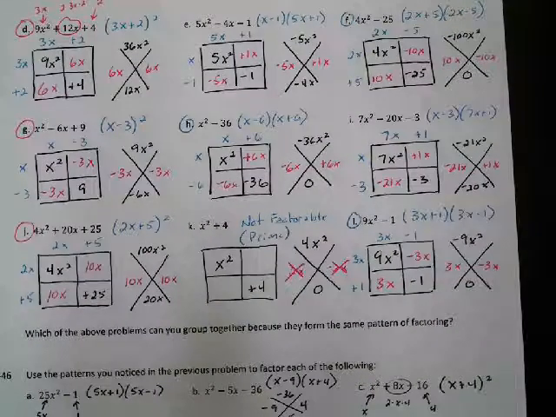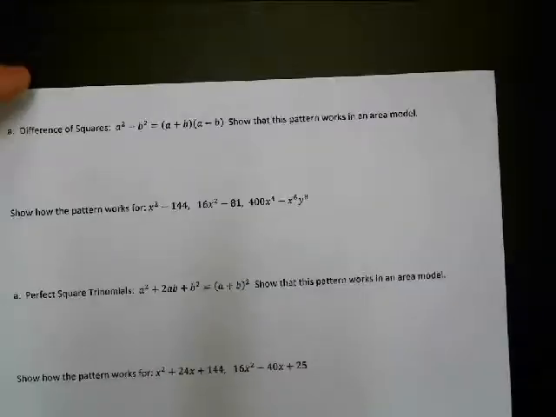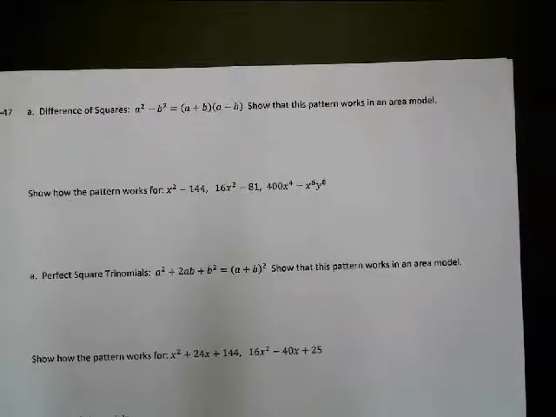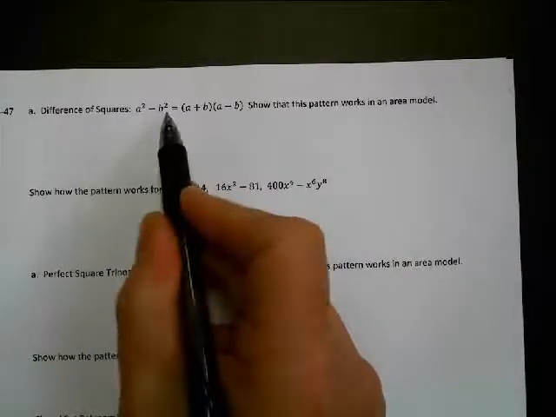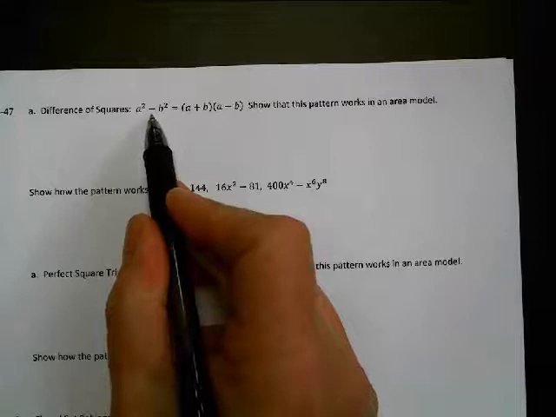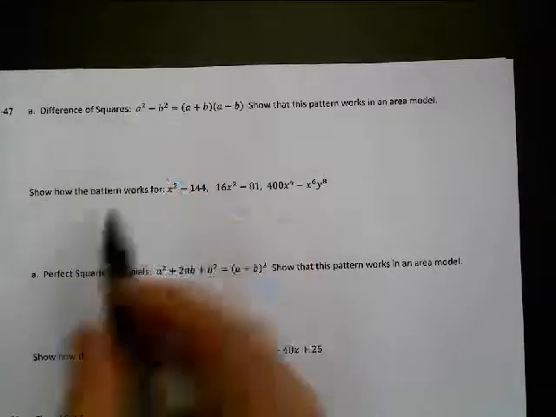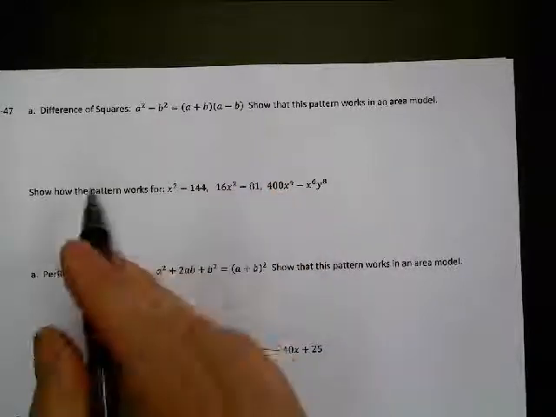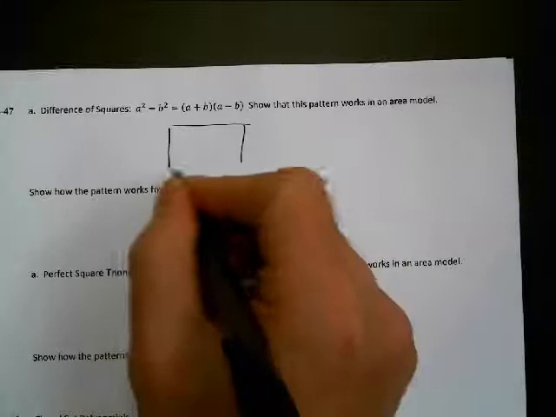Okay, so that first pattern, we're going to call it the difference of two squares. Anytime you've got two numbers that are squared and there's a negative sign in between them, difference means subtraction, squares means they're numbers that are squared, we're going to get a plus b times a minus b. We're going to show that this pattern works in an area model.